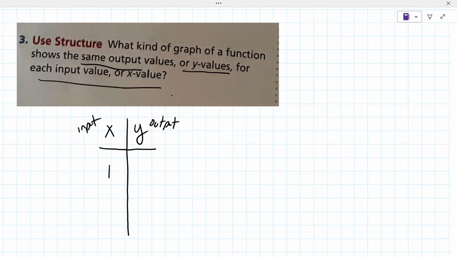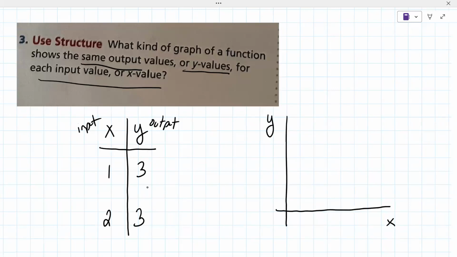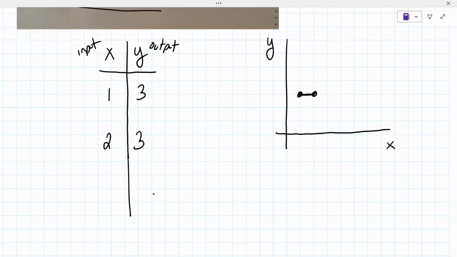Let's say x is 1 and y is 3. Now, what if x is 2? What would the output be for the same output? Same y value. It's got to have the same y value, 3. Okay, so let's look at what that looks like graphically. This is x, this is y. When x is 1, y is 3. When x is 2, y is 3. If we draw a line between them, let's add a couple more points: 4 and 3, 6 and 3.